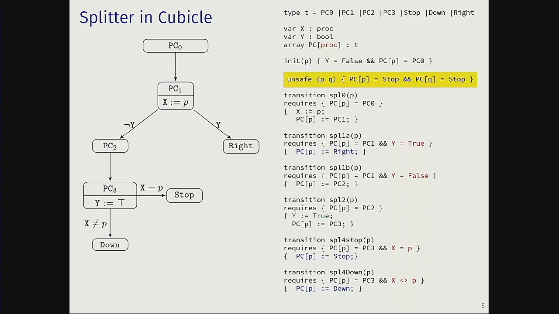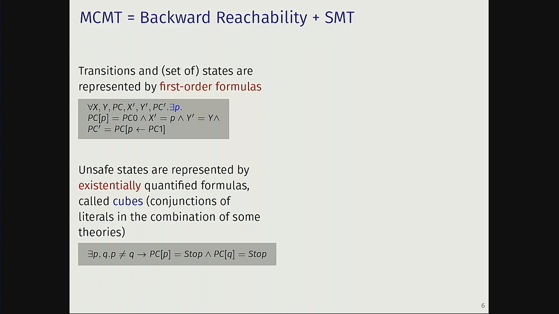And formulas to be proved, okay, unsafe formulas, have these forms. These formulas are existentially quantified formulas. If there exist P and Q such that P is distinct from Q, then PC of P is stop and PC of Q is sum. So that's the formula that describes a set of states, and we want to be sure that states described by this formula are not reachable.